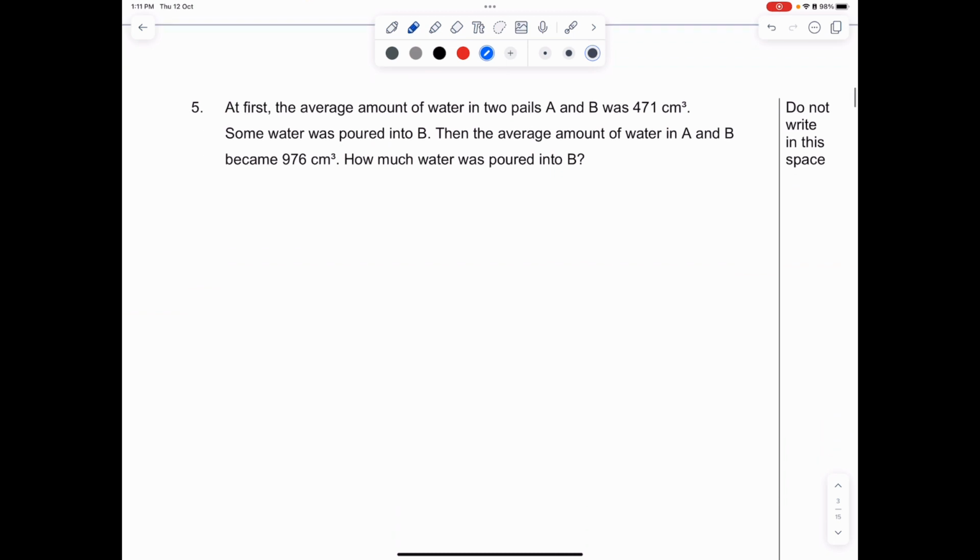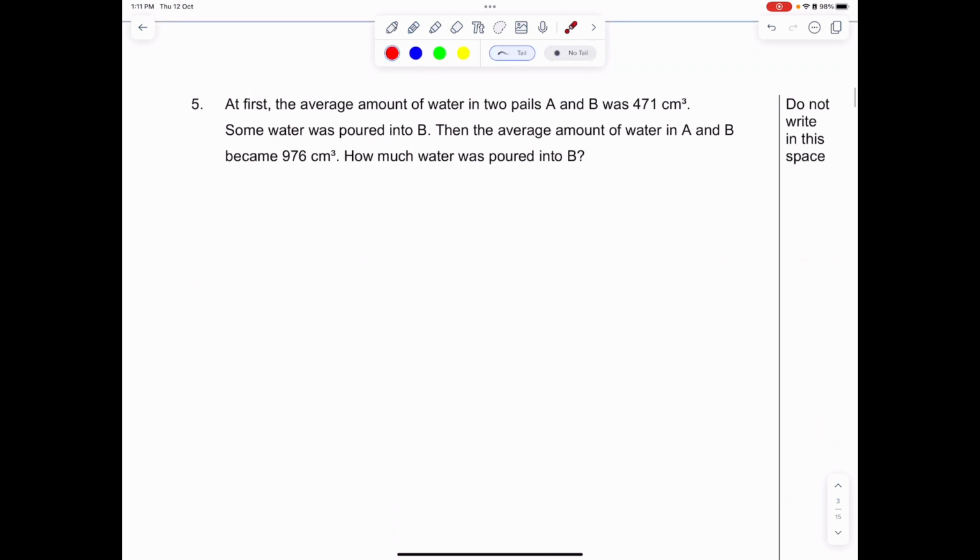Next, at first the average amount of water in 2 pails A and B was 471. So you have 2 pails that are filled with water, but you don't know which has more. But the total was 471. Some water was then poured into B, and then the average of A and B became 976. How much water was poured into B?